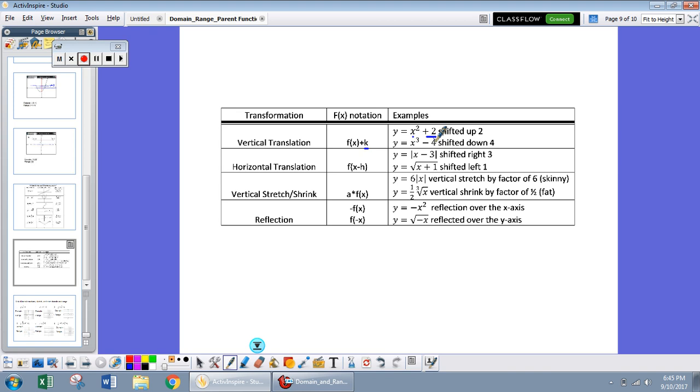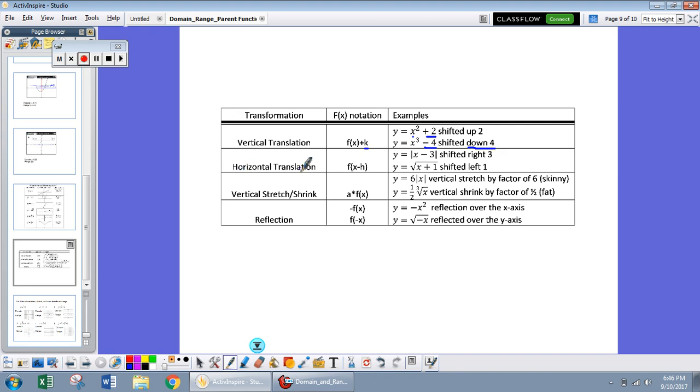So that's going to shift the y values. It's not going to have any effect on the x values. So this would shift up 2. On the other hand, x cubed minus 4, which would be, again, on the outside, so it's affecting your outputs. So that tells us that it would shift this entire graph down 4.